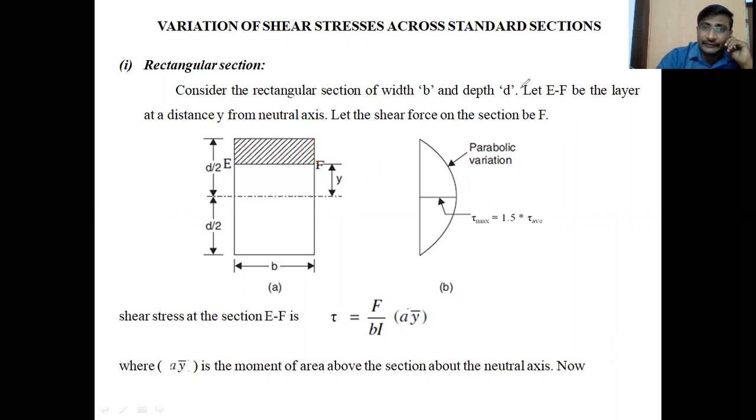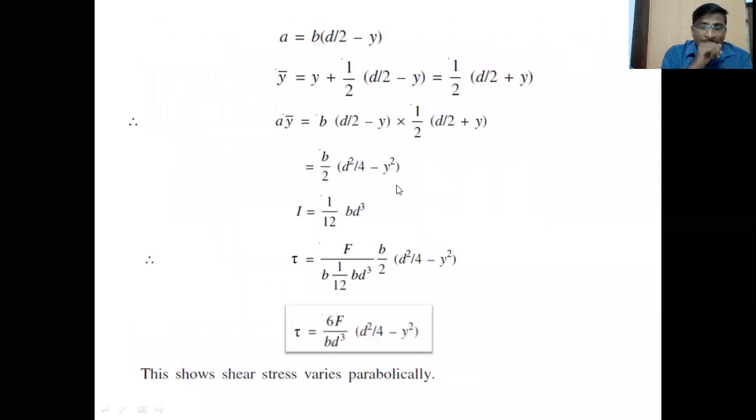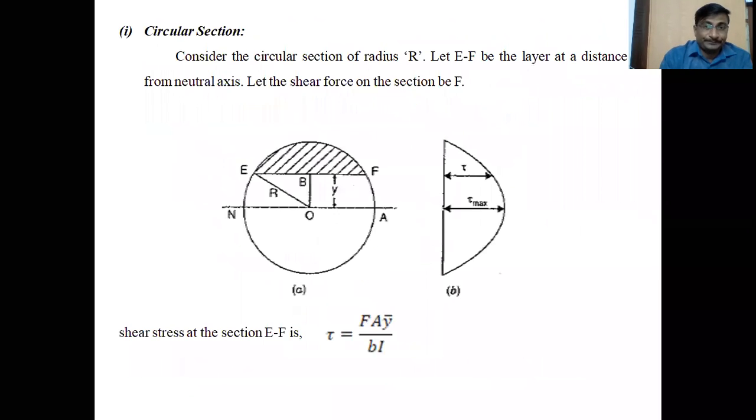Okay, students, this is the variation of shear stress across the rectangular section. Similarly, we can derive it for different basic sections. Another basic section is the circular section.